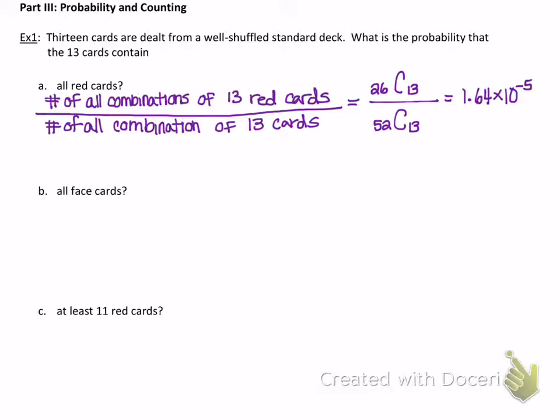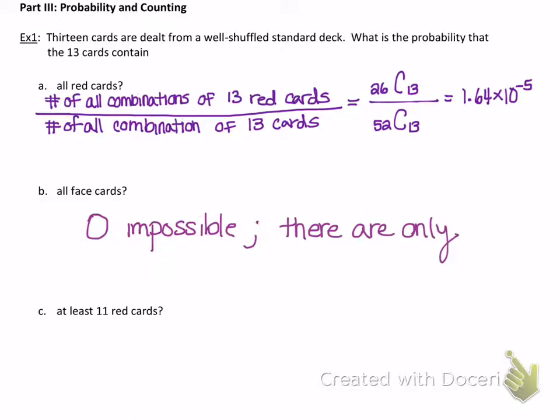Okay, so now if we want all face cards. So this is actually not possible, so the probability is 0. And why is it impossible? Because there are only 12 face cards. So I can't have 13 face cards at all.